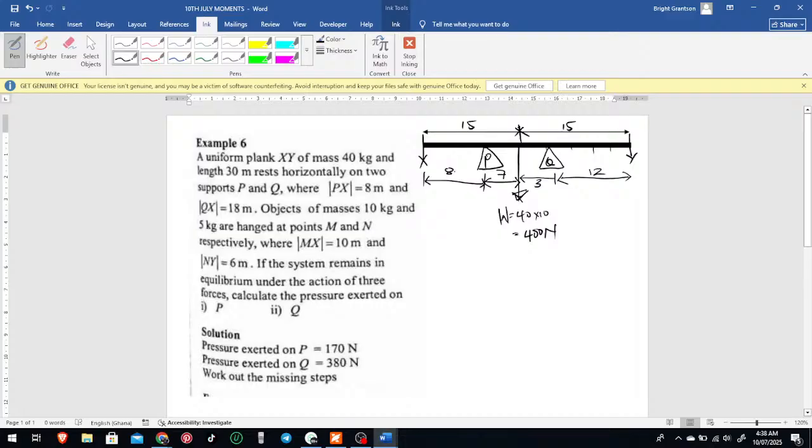Yes, please. Now it says that objects of mass 10 kilograms and 5 kilograms are hung at positions M and N, such that M is 10 meters from X. So M to X is 10 meters. So this is 15. Let me divide it into 5. The 15 divided by 7.5. This is 8 meters. So 10 meters will be around here. Let me use a red pen. 10 meters will be around here. 7.5, 8 and 10. Let me put 10 meters around here.